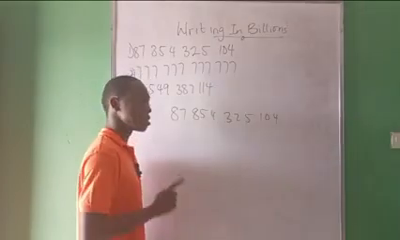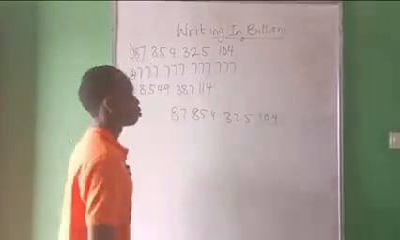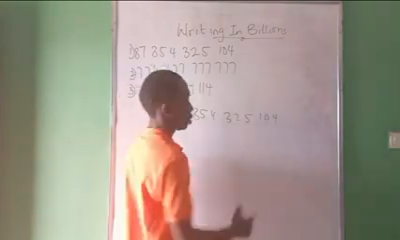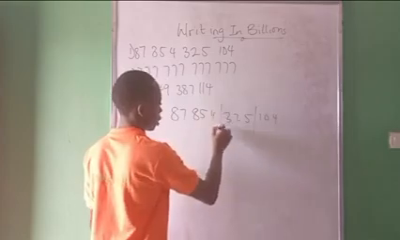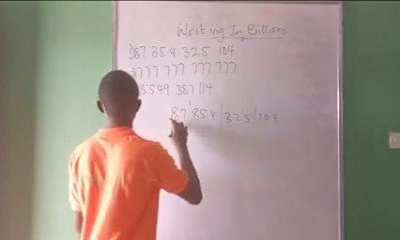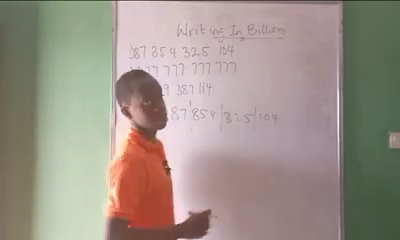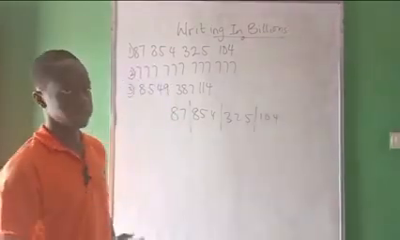Remember, the first thing we do is that we group them. And how do you group them? You count in groups of 3. 1, 2, 3, put your dash. 1, 2, 3, put your dash. 1, 2, 3, put your dash. Then the next thing you do is that you label the groups that you have found already.